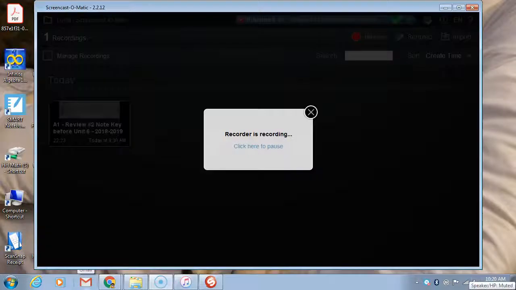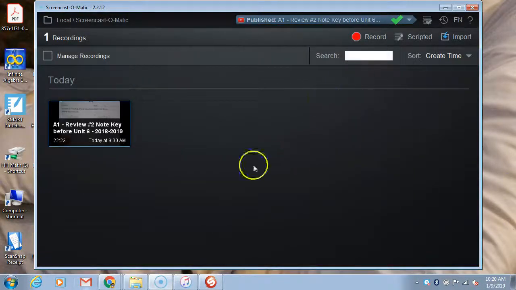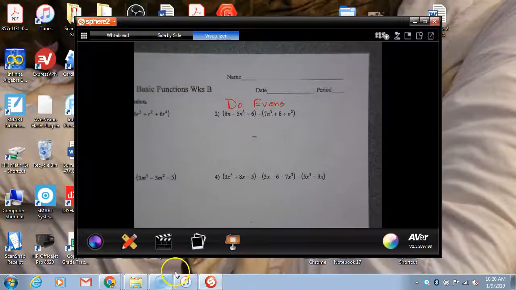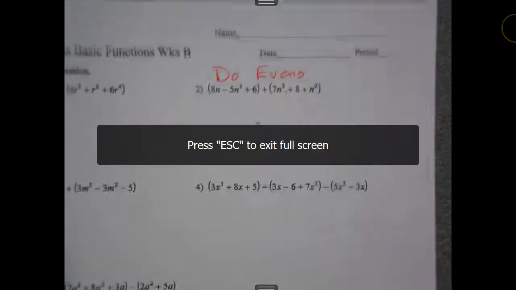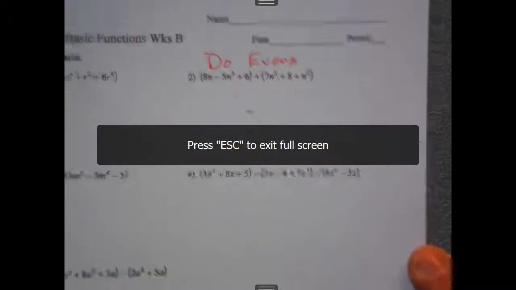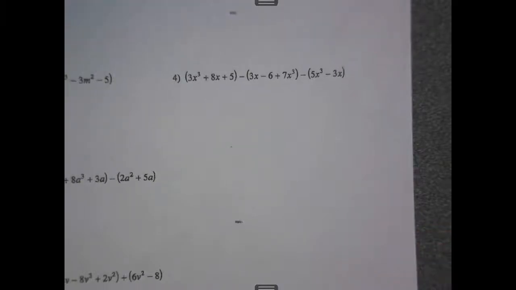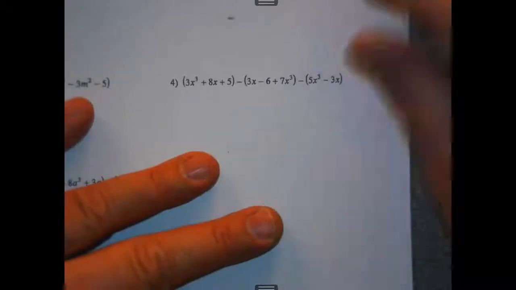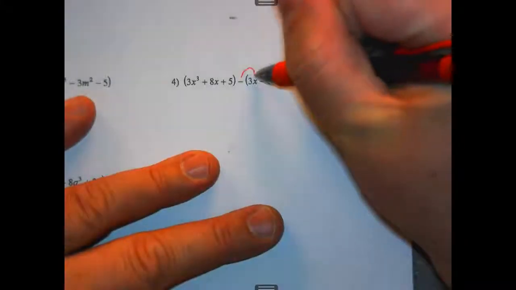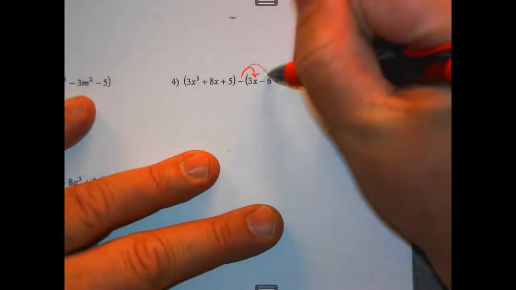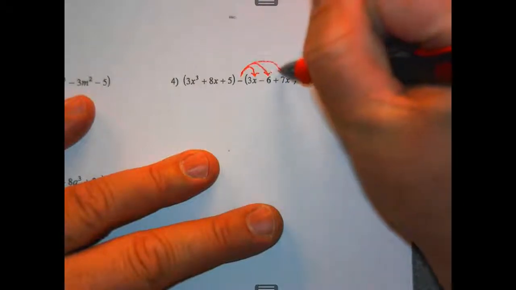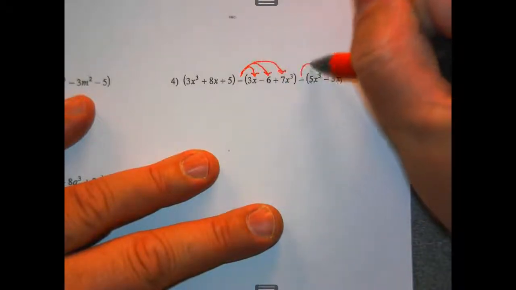This is worksheet B. And the only thing I have to do, I don't have any multiplication other than distributive. So please don't be multiplying terms together. I just have to distribute the minus signs that are in front of the parentheses. Correct?